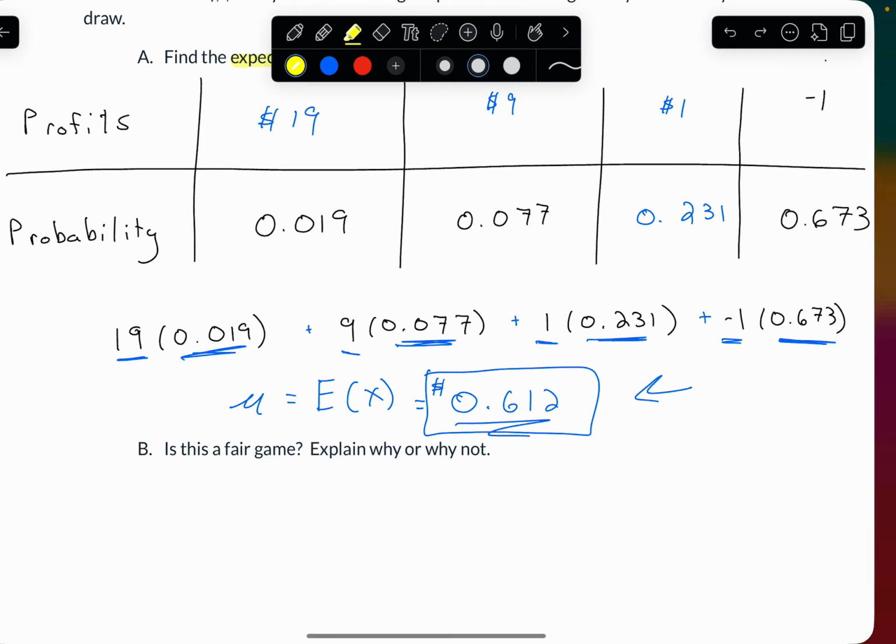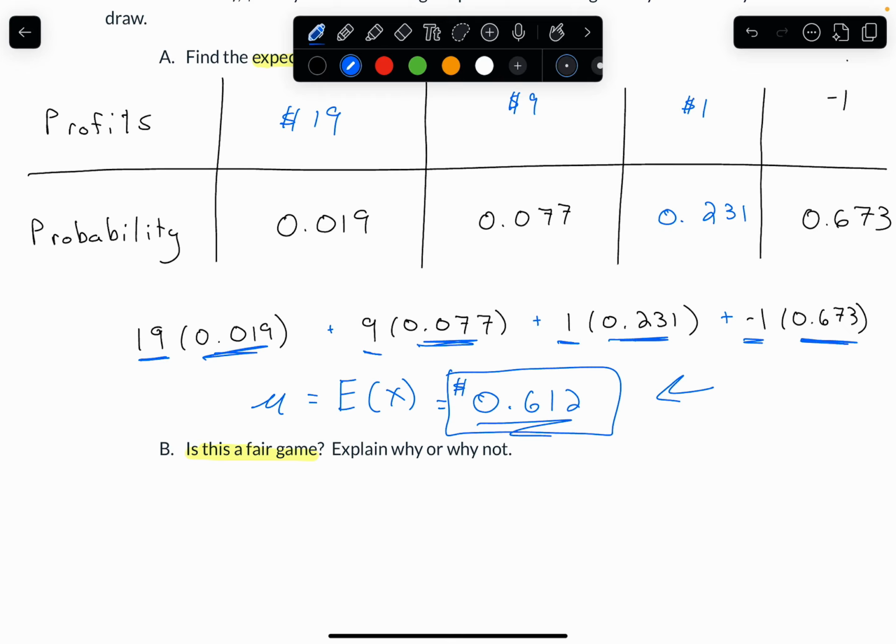It says, is this a fair game? And explain why or why not. All I'm doing to determine if this is a fair game is looking back at my expected value. In order for a game to be fair, I need the expected value of the game to be exactly 0. What that means is it doesn't favor either player. It means you're going to break even. Sometimes you'll win, sometimes you'll lose, but in the long run, you should break even.